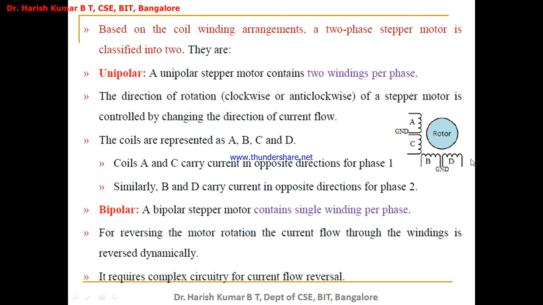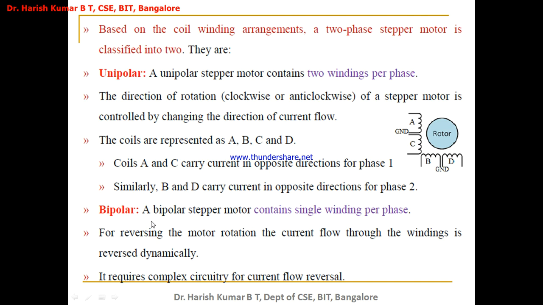So what do you mean by stator? This is not going to rotate. Only the rotor is going to rotate, based on how you energize the stator. Now when it's a unipolar, it has these many poles A, B, C and D. Coil A and C carry the current in opposite directions for phase 1, and similarly coils B and D carry the current in opposite directions for phase 2. I'll explain the working of this in the next slide.